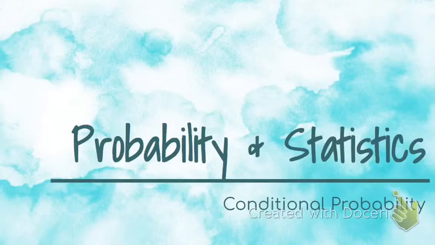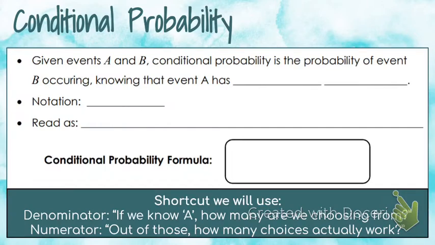Hey guys, today's video is going to be about conditional probability. So here's a little bit about conditional probability. Given events A and B, so one event then the other, conditional probability is the probability of an event B occurring knowing that event A has already happened or already occurred. That's the fancy word.